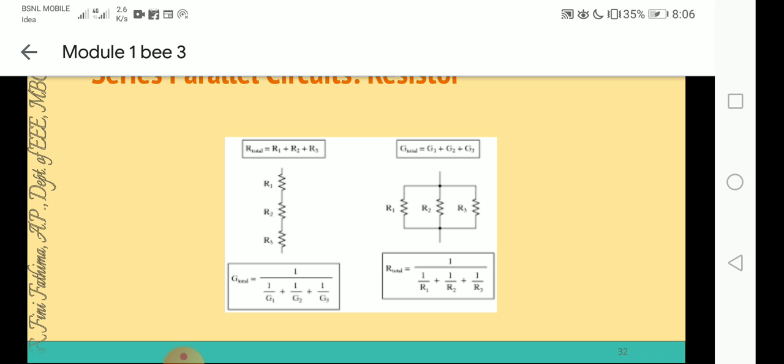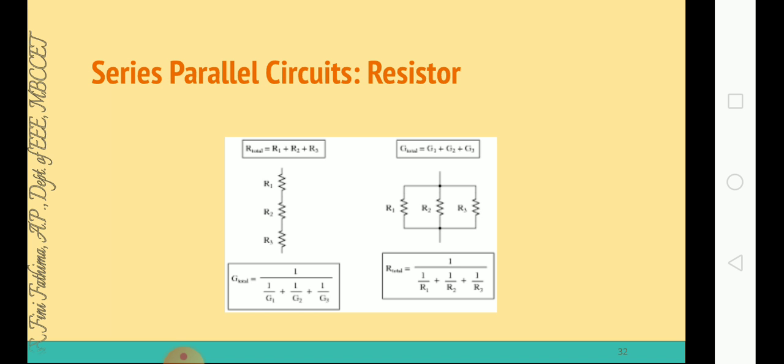It is very important. The slide shows the resistances in series and parallel. I am repeating this because it is also given in your university syllabus. When resistances are connected in series, the total resistance is equal to the sum of the resistances, that is R total equals R1 plus R2 plus R3. When three resistances are connected in parallel, then 1 by R total equals 1 by R1 plus 1 by R2 plus 1 by R3.